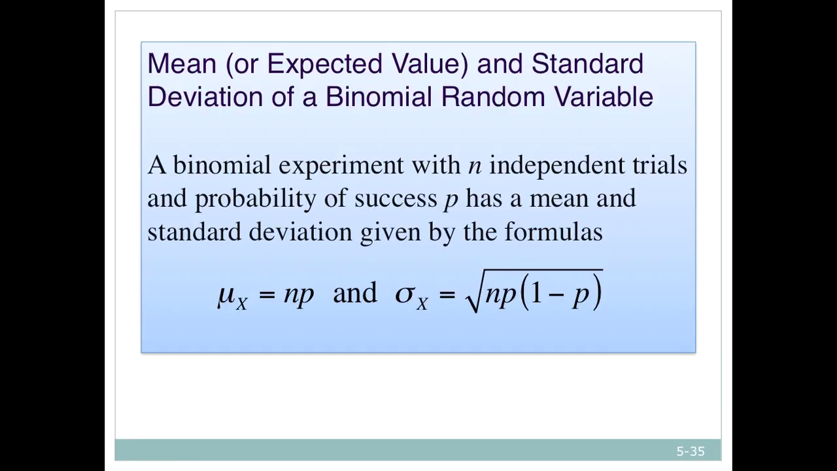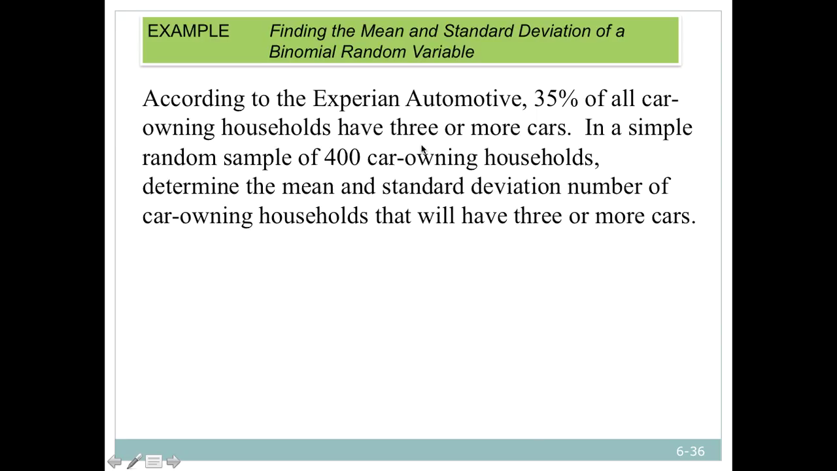Okay, now we also have a mean and a standard deviation formula for our binomial random variable. These are two formulas that you do need to know. There is not a way to find this in StatCrunch, so we're going to be calculating these by hand. If you take a look at them, they're really pretty simple formulas. So let's take a look at our example here.